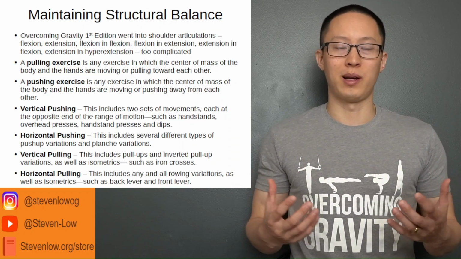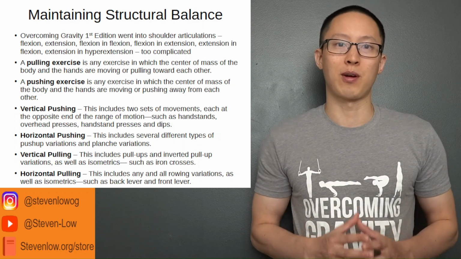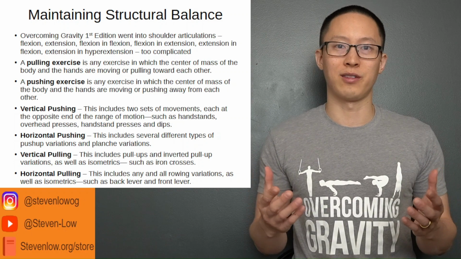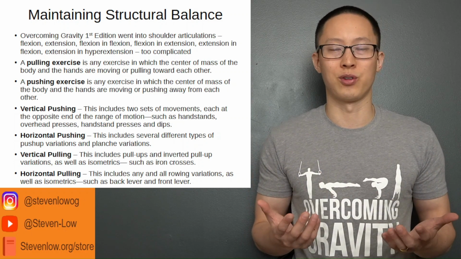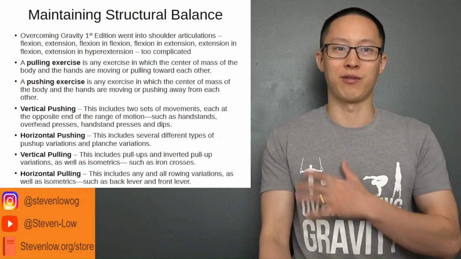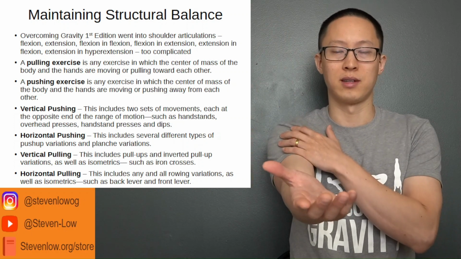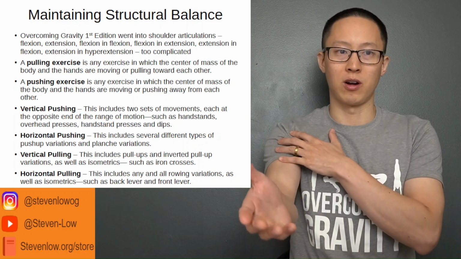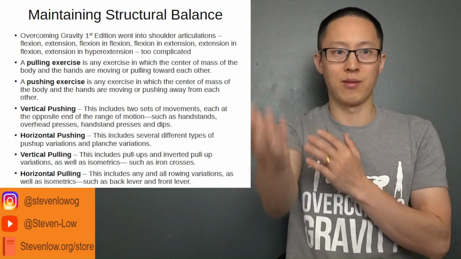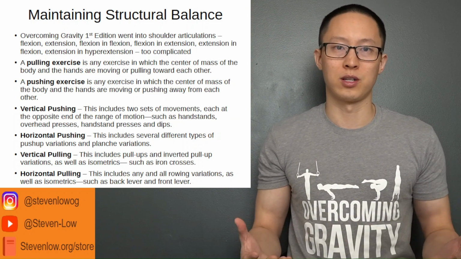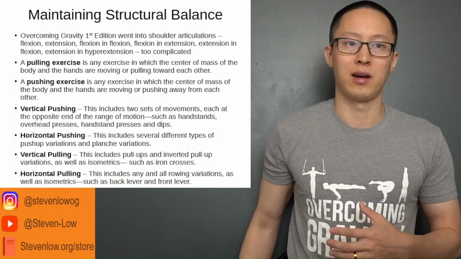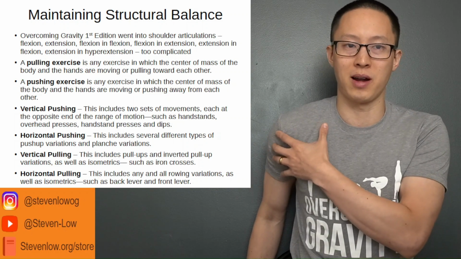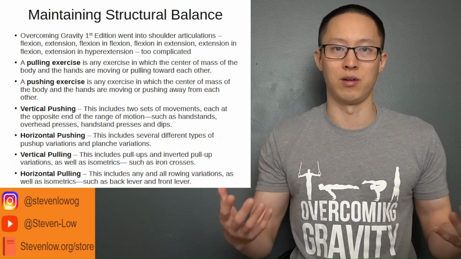So, maintaining structural balance. In the first edition of Overcoming Gravity, I basically went into a lot of different shoulder articulations, which are basically different movements of the shoulder. So, the common ones are like flexion, where you bring your arm up in front. And so, there are different types of flexion where, say, you're moving your arm fully up and overhead. But there also is flexion in extension or hyperextension, where your arm is back behind your body and you're moving it forward. That is also considered flexion.